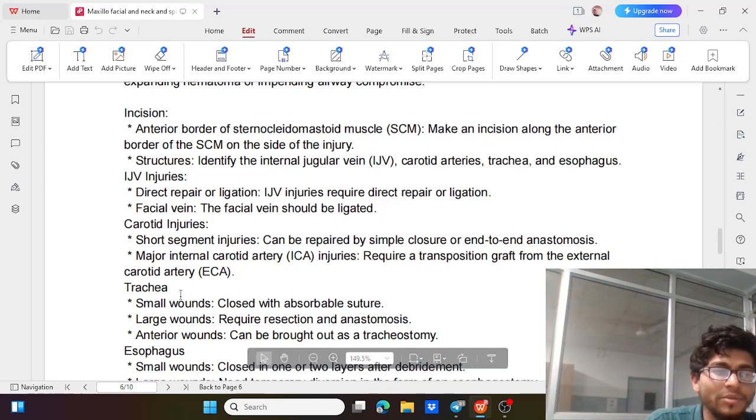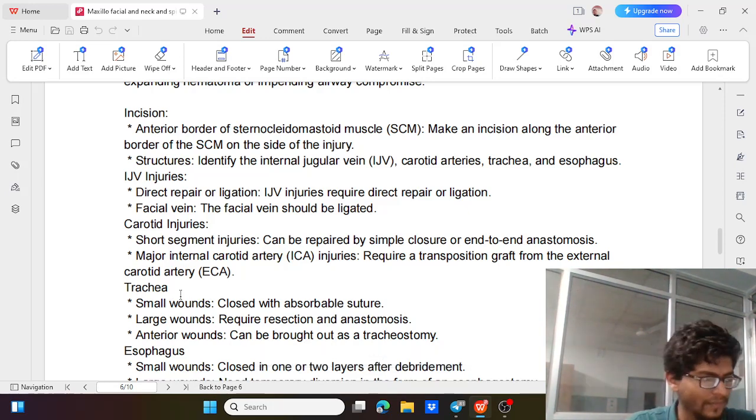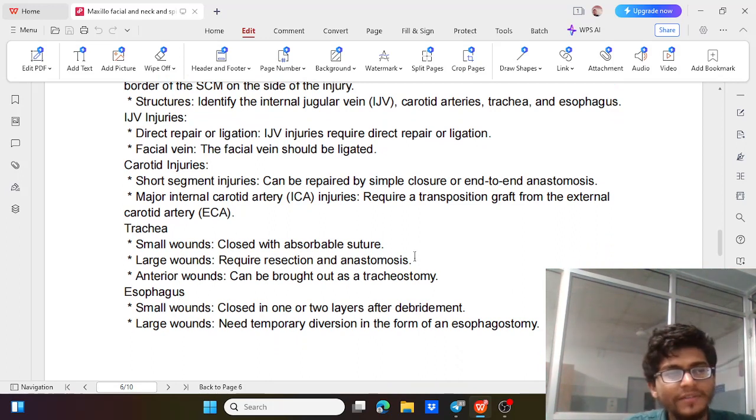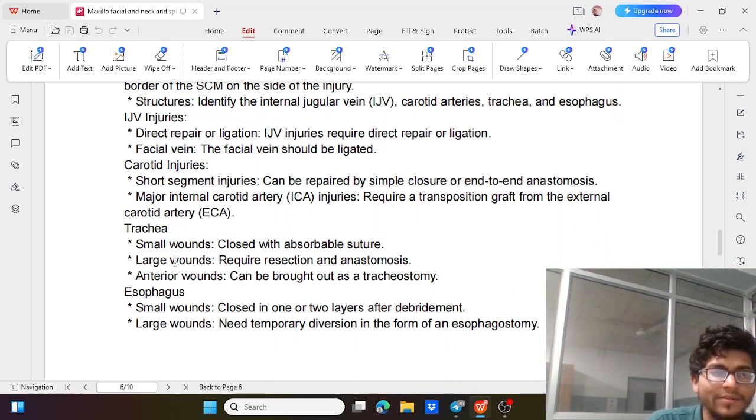Then coming to trachea, if it is a small wound, we can directly close it with absorbable sutures. In case of a large wound, we'll require resection and anastomosis. And in case of anterior wounds, it can be brought out as a tracheostomy if required. So this is how we manage trachea.